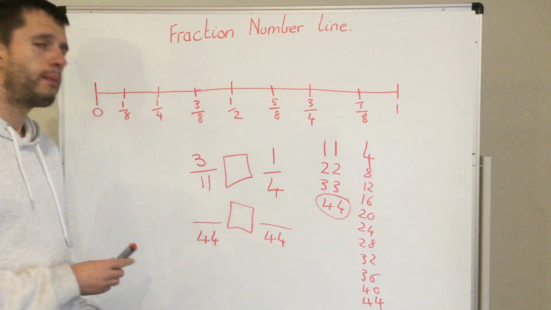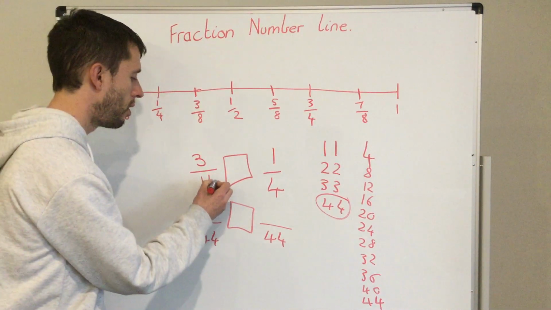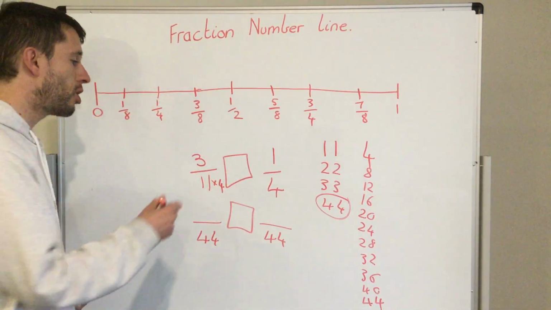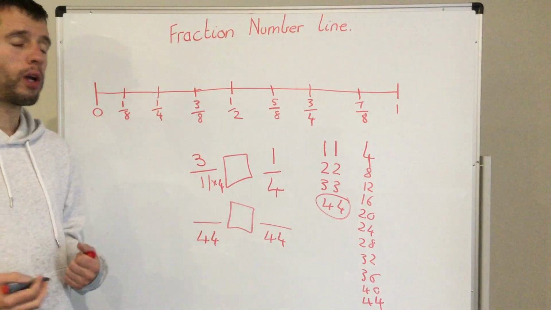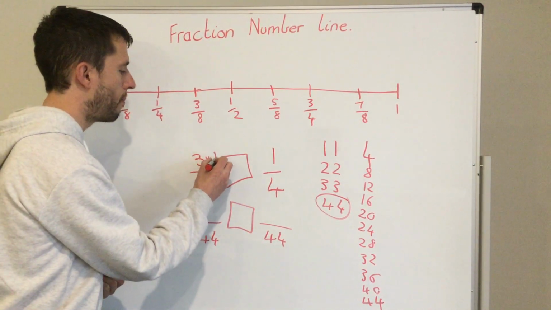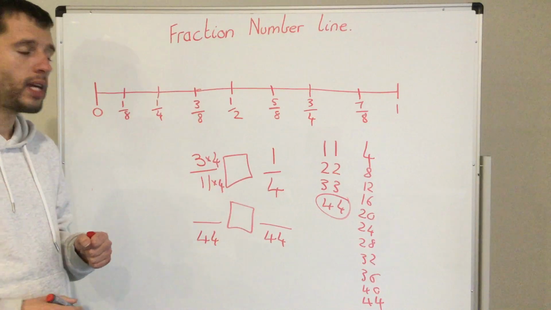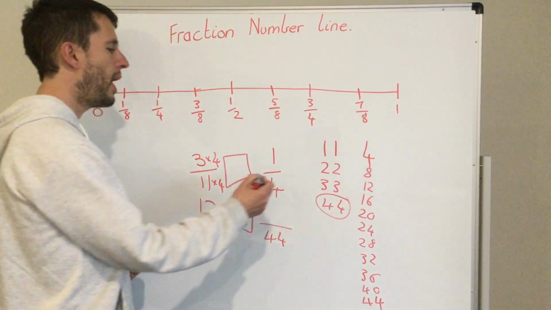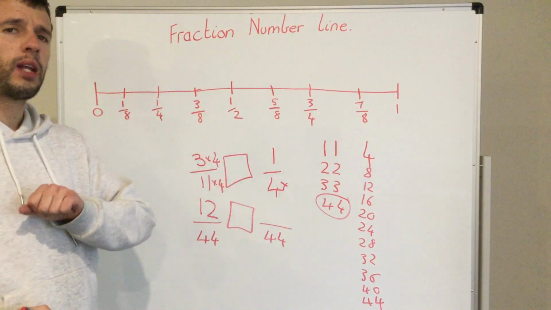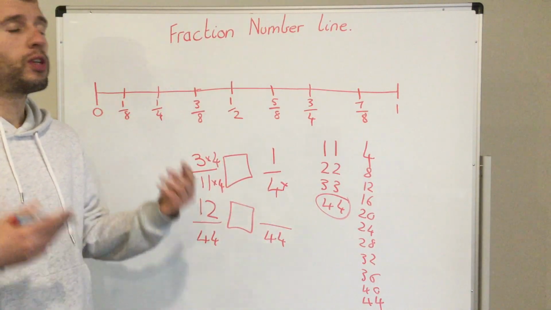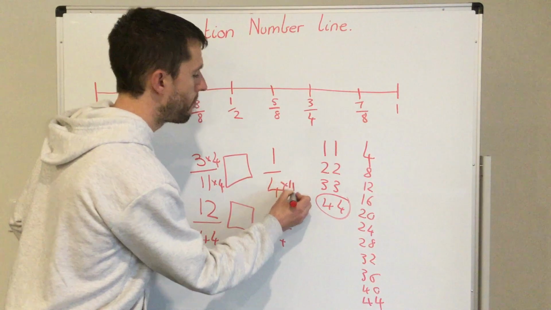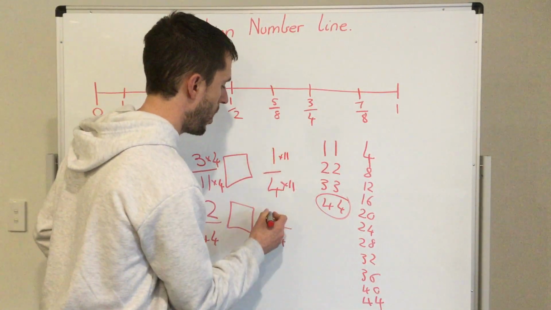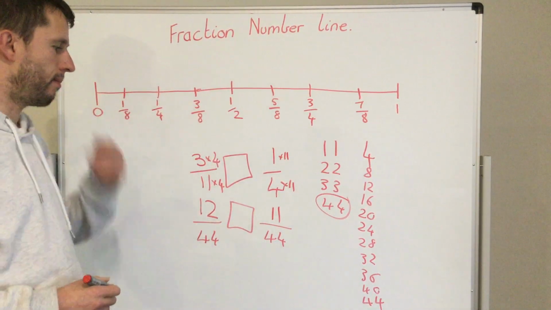What did I times 11 by to get to 44? I times it by 4. Let's use our equivalent fraction knowledge. Whatever I do to the bottom, I must do to the top. So 3 times 4 equals 12. Awesome work. What did I have to times 4 by to get it to 44? 11, which means I have to times 1 by 11. So 1 times 11 equals 11.